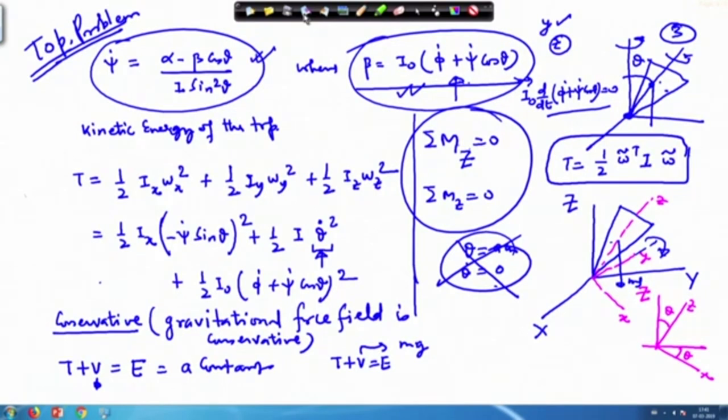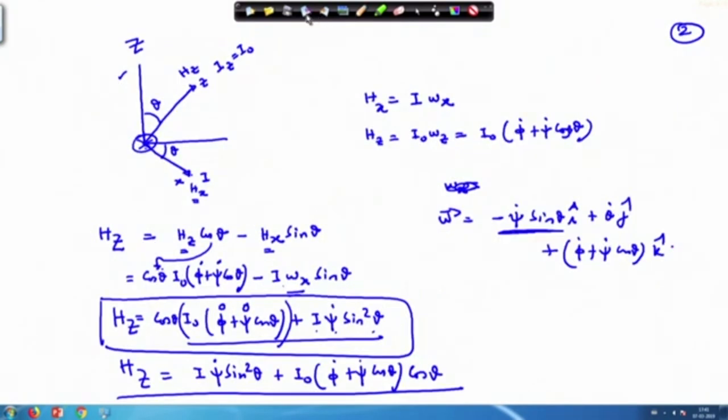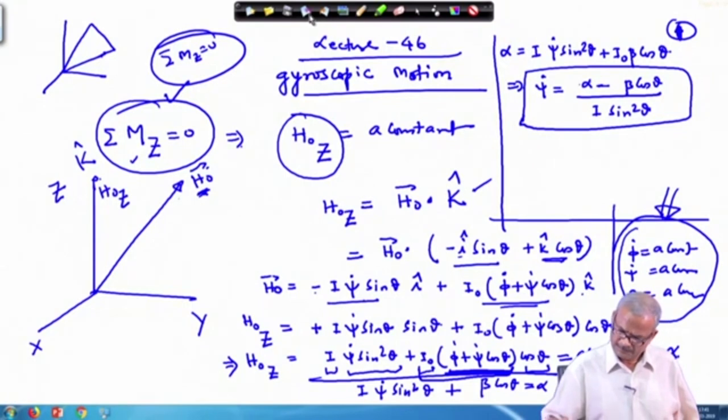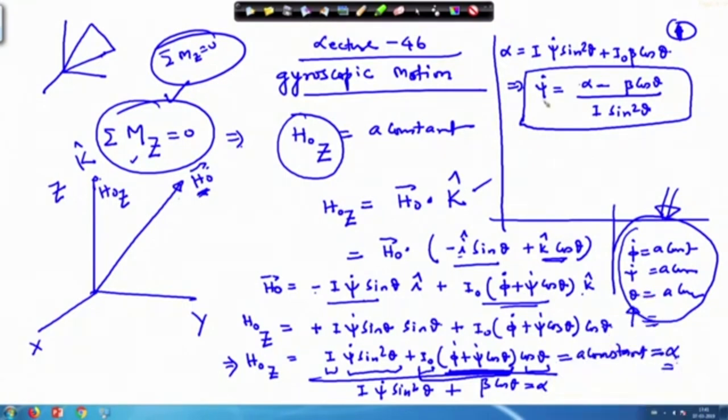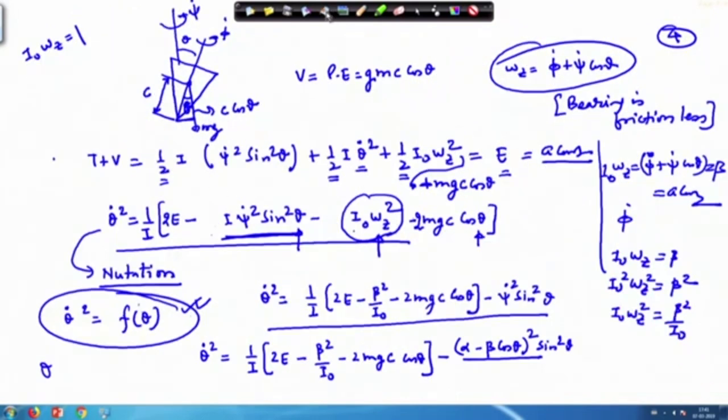Let us go back and look at what beta we have written. Psi dot we have defined like this: alpha minus beta cos theta divided by I sin square theta. So, I sin square theta whole square, and this last term can be simplified. Sin square theta is appearing here, so this will be sin to the power 4. So, we can cancel it and rewrite this term.